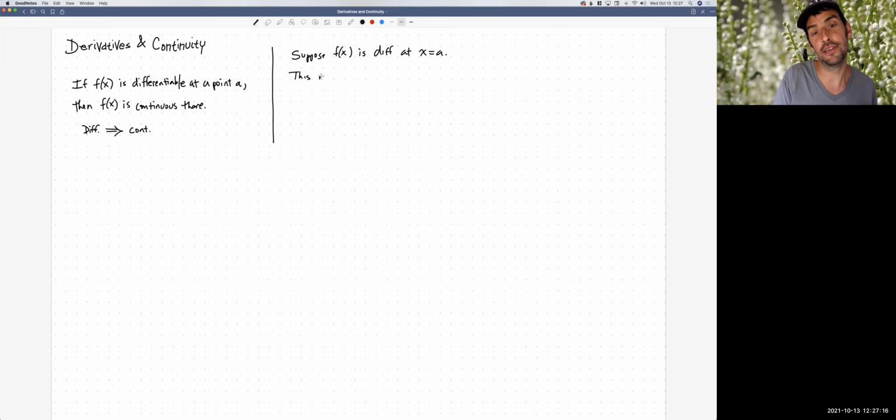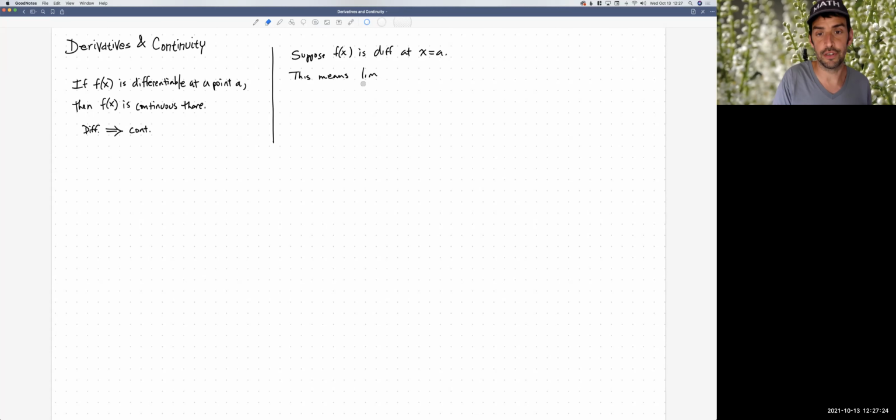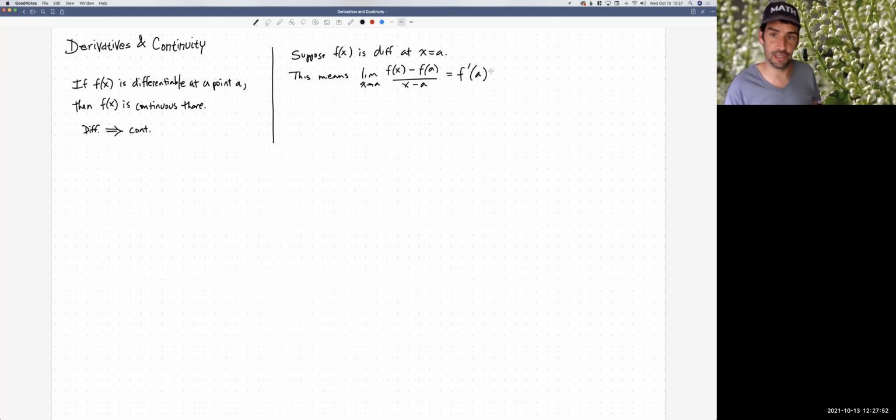This means the limit, as we're going to use the other definition. Let's use this. The limit as x goes to a of f of x minus f of a over x minus a exists, and it's equal to the number that we can write as f prime of a. I don't need to know what this number is. I just know that it's there. Since it's differentiable there, this limit exists. It goes to some number, and the symbol I'll use for that number is f prime of a.